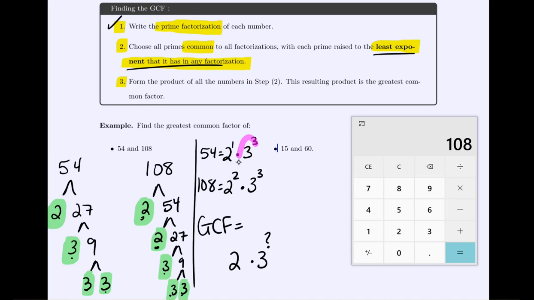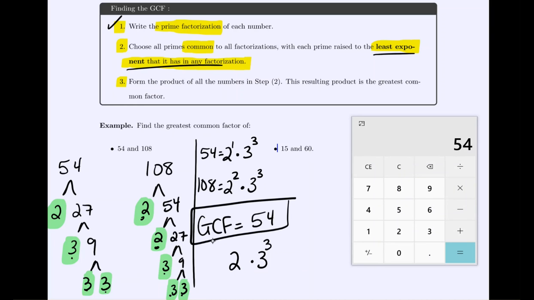Next, turn our attention to the 3. Notice the exponent on both factors of 3 is just 3. So in that case, the least is just the number itself. So our GCF is 2 times 3 times 3 times 3, or 2 times 3 cubed. The GCF is 54.